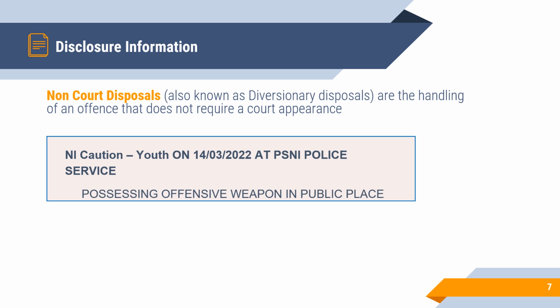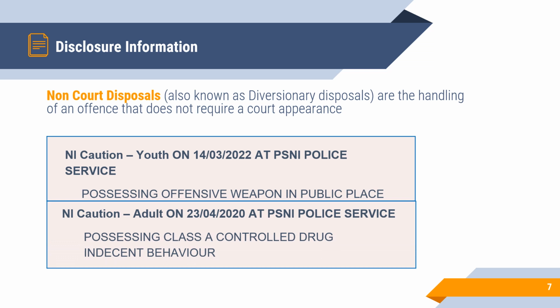In this example, we can see that the individual received a Northern Ireland youth caution on the 14th of March 2022 at a PSNI station for the offence of possession of an offensive weapon in a public place. In this second example, we can see an adult caution delivered by PSNI for two offences, namely possession of a Class A controlled drug and indecent behaviour.